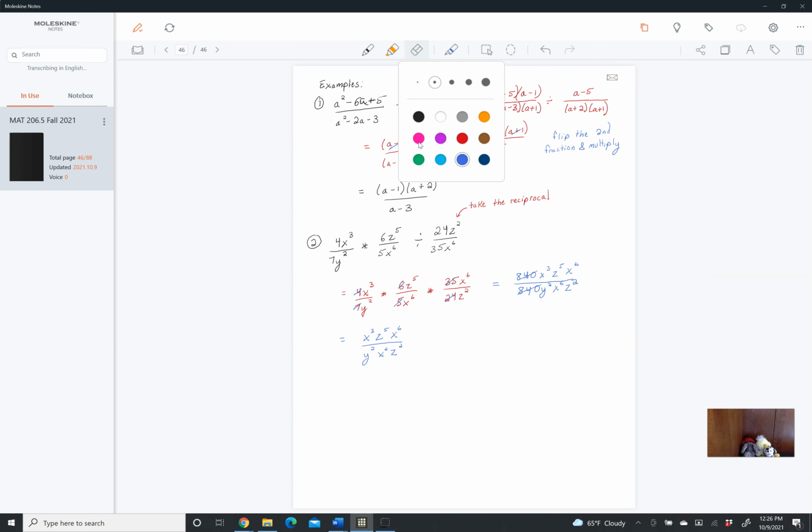And then this is just a regular exponential expression. We combine the x's first on top, so we get x to the 9th, z to the 5th. On bottom, we get y squared, x to the 6th, z squared, and then we can subtract those exponents. So x to the 9th over x to the 6th is x cubed. z to the 5th over z squared is z cubed. And then that y squared can stay on bottom.